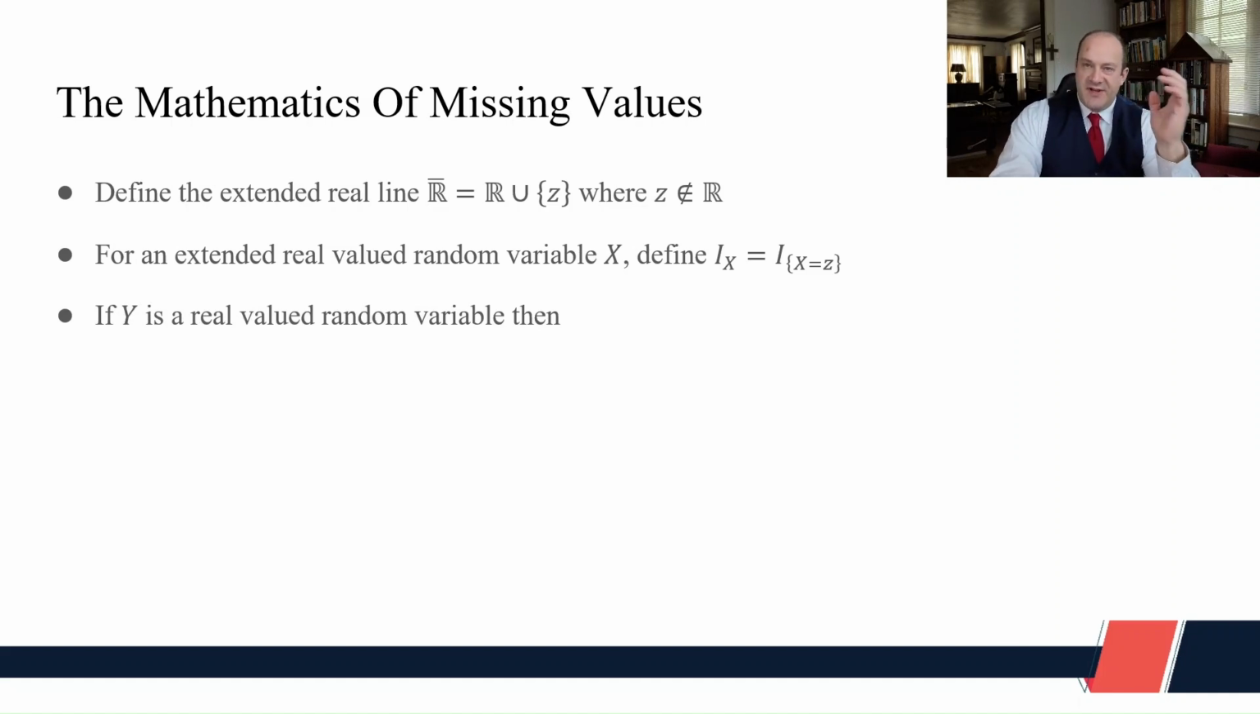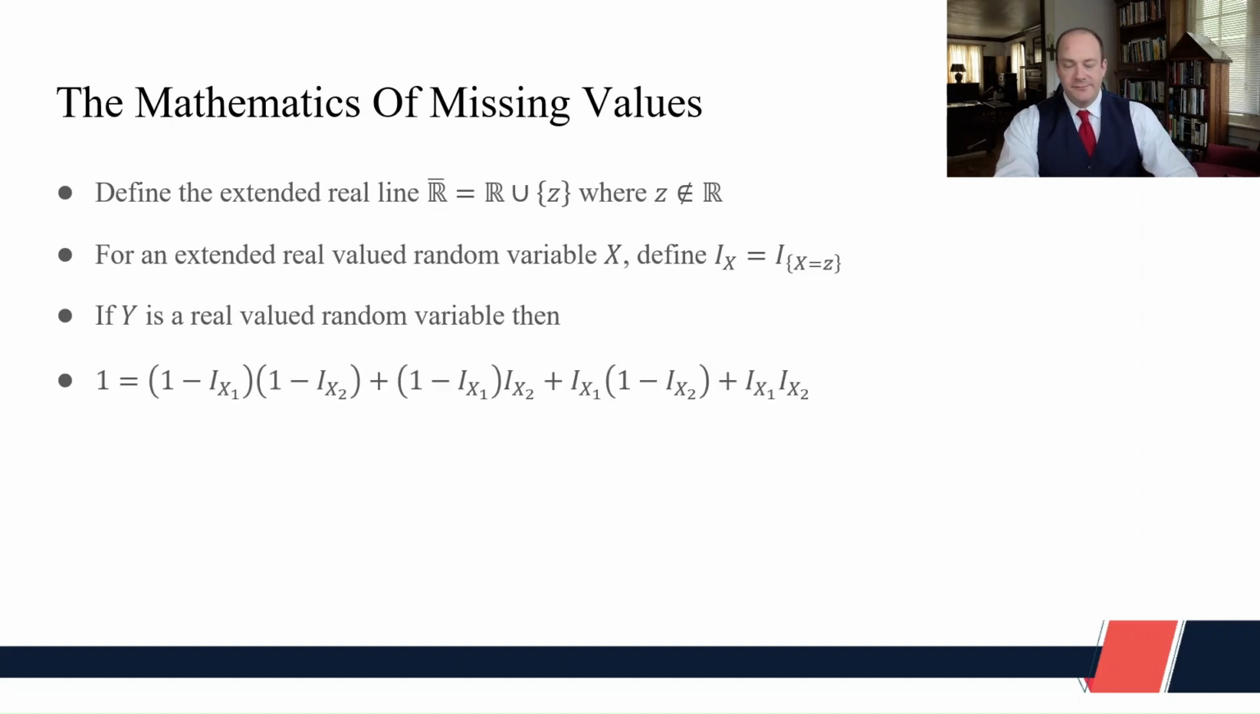Now, if we have some real valued random variable, not extended, that we are perhaps trying to predict with extended real valued random variables, in the case of two variables, this is what we're going to do. We're going to take the number 1 and write it in a very odd way: 1 minus the indicator for x1 times 1 minus the indicator for x2, plus 1 minus the indicator for x1 times the indicator for x2, plus the indicator for x1 times 1 minus the indicator for x2, and finally the product of the indicators.